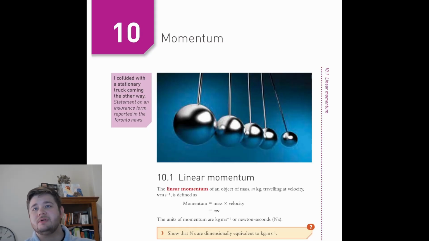Now, many of you will know the concept of linear momentum from physics. Today we will be exploring linear momentum in the mathematical sense. As you already know, the linear momentum of an object with mass traveling at some velocity, the vector v in meters per second, is defined as the mass multiplied by velocity. In this case, we'll be working with the unit of kilogram meters per second, or Newton seconds.